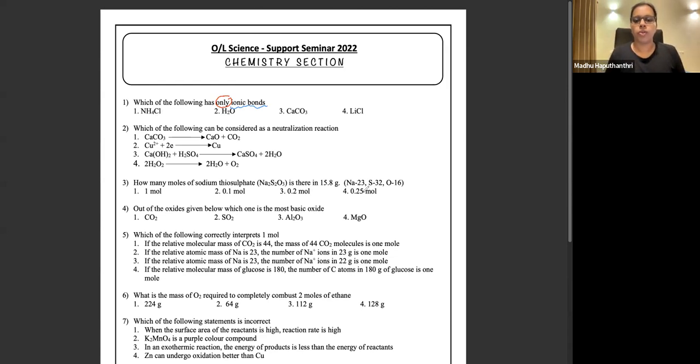Right. So when you take ammonium chloride, it is consisting of both ionic and covalent bonds. Why do I say so? In ammonium chloride, you have ammonium, right? And you have Cl minus. Can all of you see the stuff I'm writing in this margin? Is that clear enough?